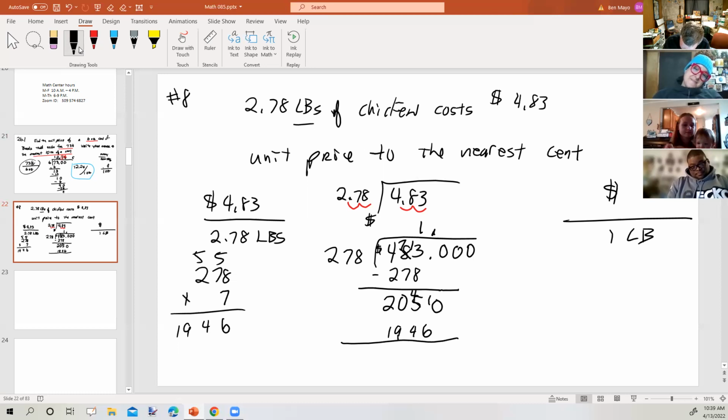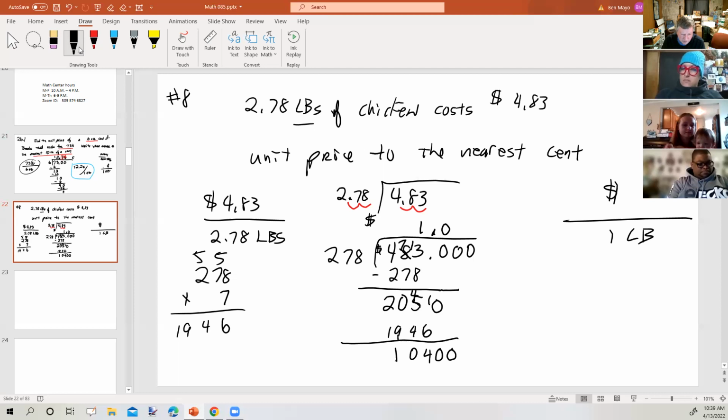Borrow, carry. 10 minus 6 is 4. 4 minus 4 is 0. 20 minus 19 is 1. Okay. Bring down the next term, 0. Oh, 1946 doesn't go into 1040. So we're going to put a 0 up here and bring down another 0.